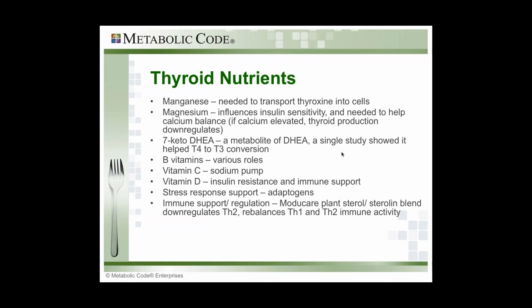Manganese: your body can be making thyroid hormones, but if you don't have that trace mineral manganese, you can't transport it. So it's key for transportation. And magnesium is often listed as a nutrient that's important for thyroid hormone production because, again, it influences insulin sensitivity. Also, a lot of people don't realize that if our calcium elevates, that causes our parathyroid gland to kick in, and then our thyroid production downregulates. So magnesium helps to keep that critical balance between those nutrients.